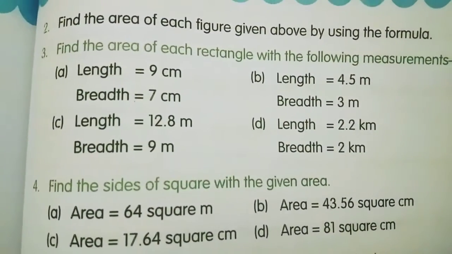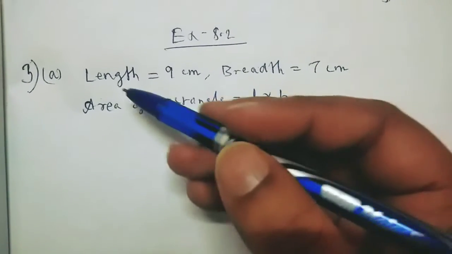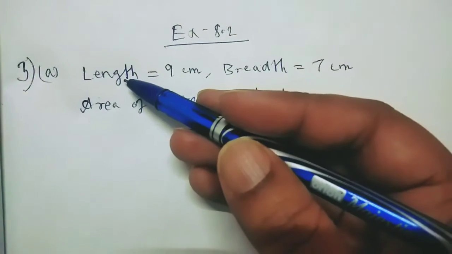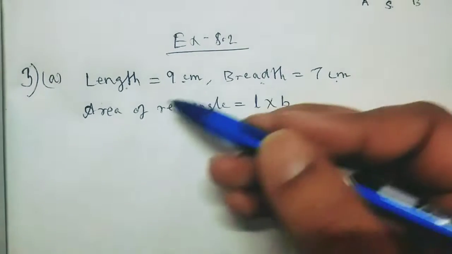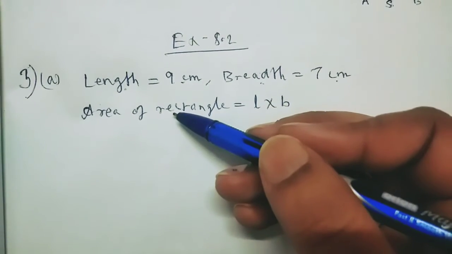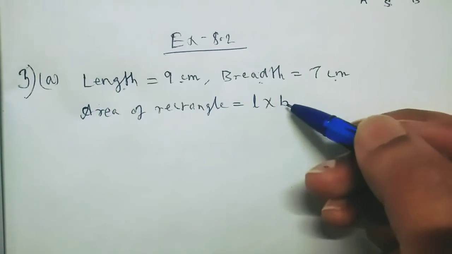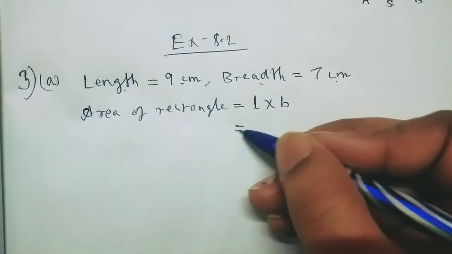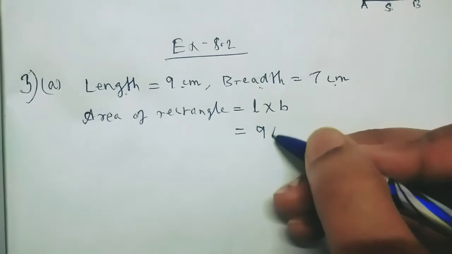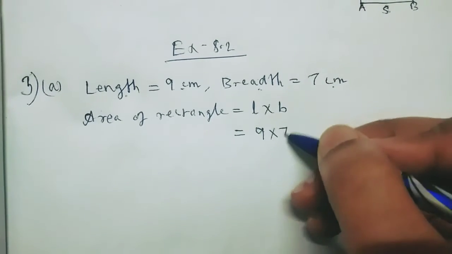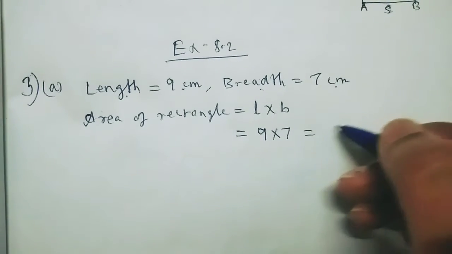So how to write it? Let's see. Here you have to write the given things. Length equal to 9 centimeter and breadth equal to 7 centimeter are given. Then you have to write the formula of the rectangle. Area of rectangle equal to length into breadth, L into B. Now you have to put the values. What is the value of length? That is 9, into, what is the value of breadth? That is 7. So now multiply 9 and 7, that is 63.